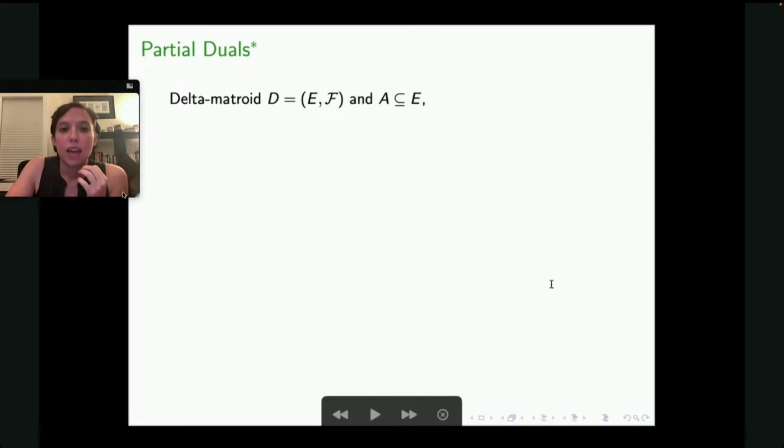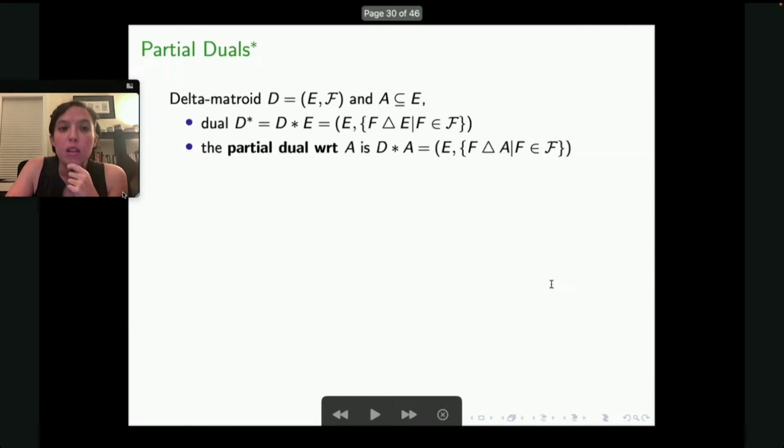If I take a subset of the ground set that's different from E, and I take the symmetric difference of each basis with that set, I might not get equicardinal sets, but it turns out what I get will be a delta matroid. So for delta matroids, I will stay within the class of delta matroids, but for matroids, I may leave the class of matroids if I start doing partial duals. A partial dual is done by taking a subset A and taking the symmetric difference of every feasible set with that subset A.